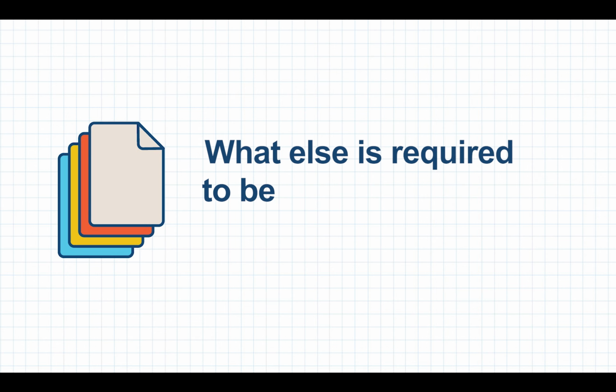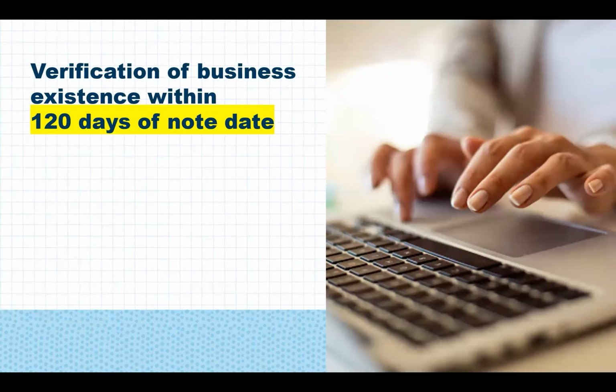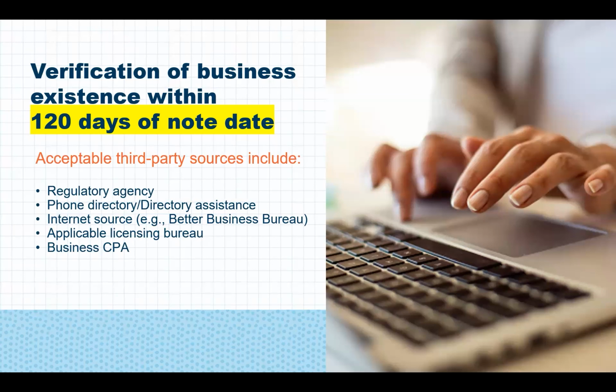What else is required to be in the self-employed borrower's file? The lender is required to verify the existence of the borrower's business within 120 days prior to the note date. Verification should be through an acceptable third party, such as a regulatory agency, the phone directory or directory assistance, an internet source, applicable licensing bureau, or the business CPA.